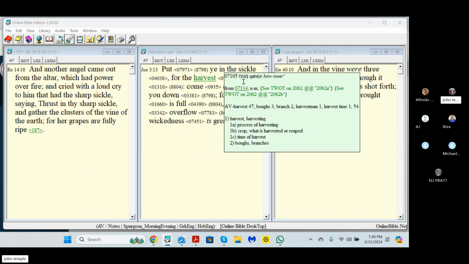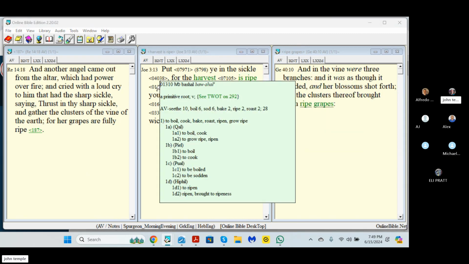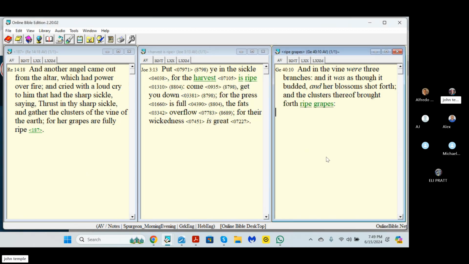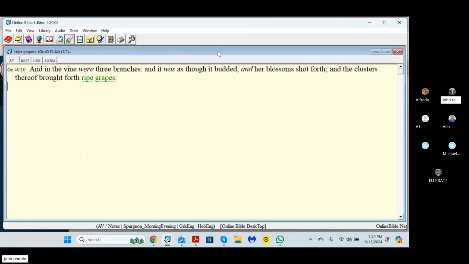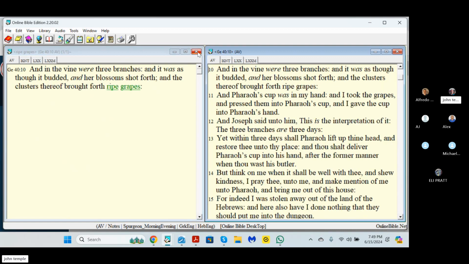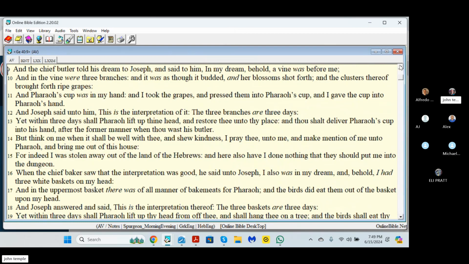Kitzir, the harvest, is ripe. And that's 13:10. That's Bashal. Okay. Genesis 40 talks about this. That was the butler, I think. Yeah. Let me put it in context. And he talks about the butler and the vine. Let me just go back up here.